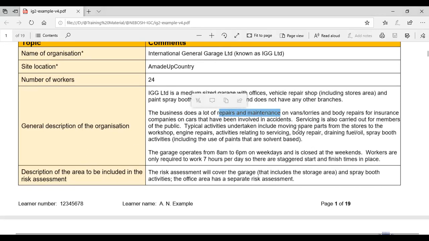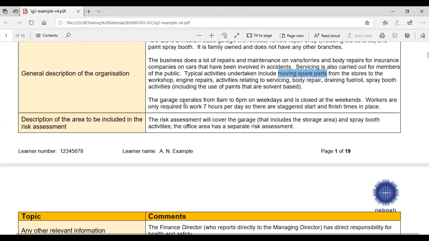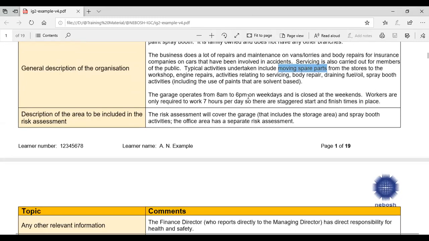Also, they are serving a number of the public, with typical activities undertaken like moving spare parts from the stores to the workshop, and engine repairs. So we're talking about their business processes: body repair, draining fuel, oil, spray booth, etc. The garage also operates, so we are telling the timing as well, like about the shifts, how many shifts they have, and what the timings are.